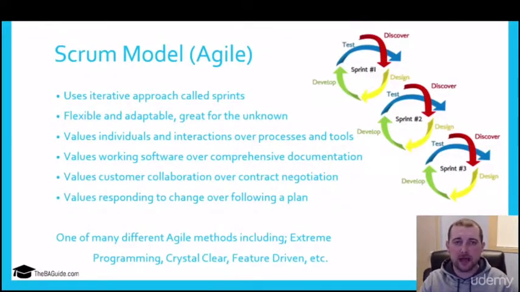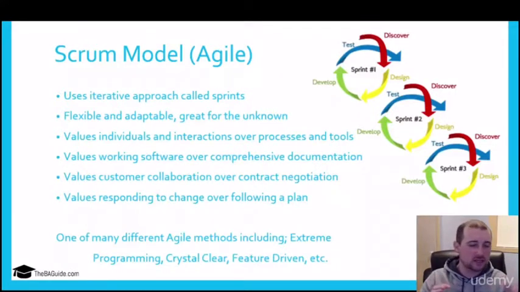A great thing about the Agile methodology and the Scrum model in general is it's very flexible and adaptable, and it's great for dealing with the unknown. One perfect example is Google uses Agile, and they use kind of their own methodology, but their autonomous driving cars, their self-driving cars, is all being built on Agile. This is a leading edge technology. They don't know a whole lot about it. They need to be flexible and adaptable to different requirements and things that come up. And so it helps a lot for them to utilize a Scrum model.